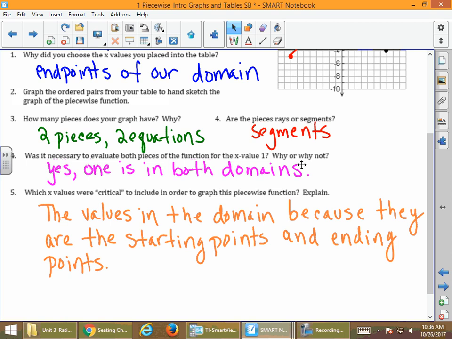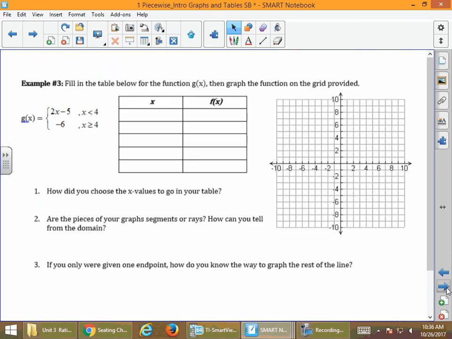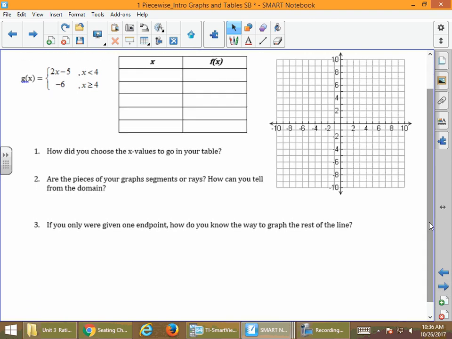One more graph to take a look at here. Just going to be a slight bit different, but the process is still the same. The difference, as we take a quick look at this, is that we have x is less than 4, and we have x is greater than or equal to 4. If we skip down here to question number 2 real quick, it says, are the pieces of your graphs segments or rays? This one's going to be rays.